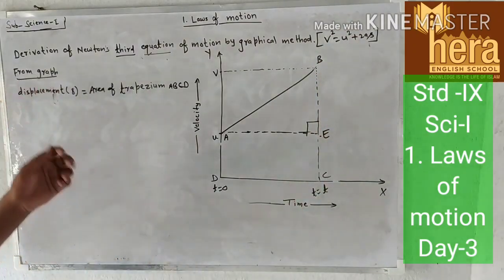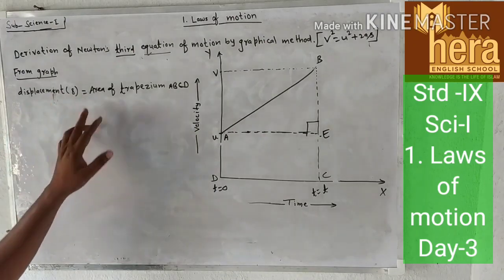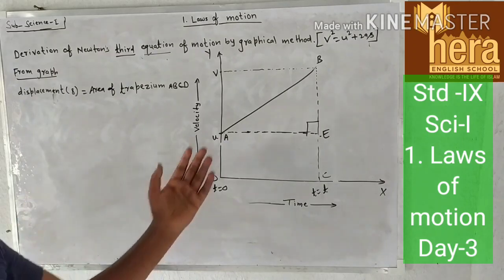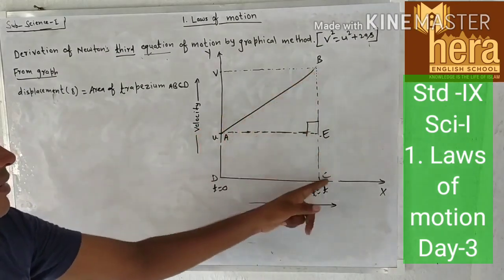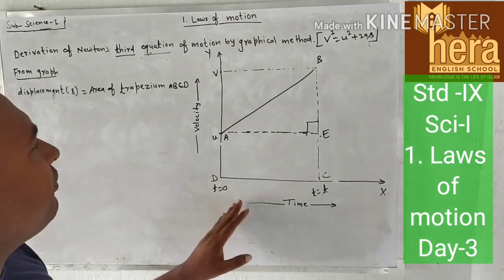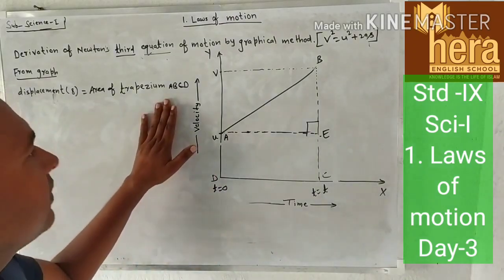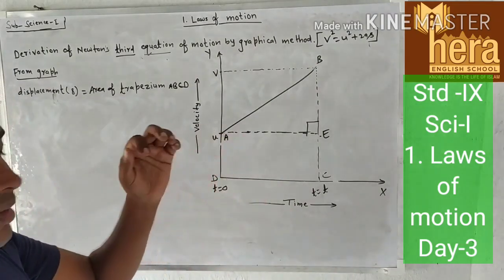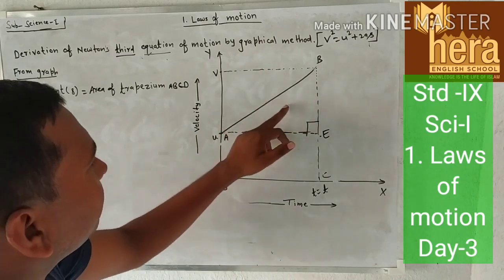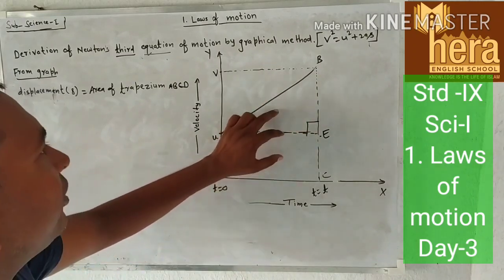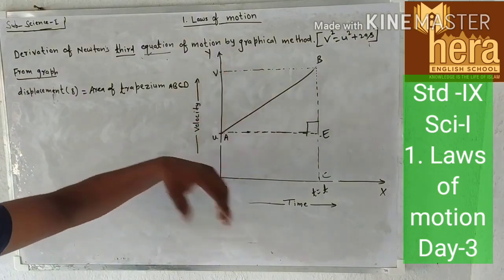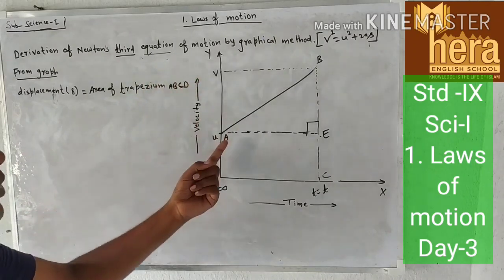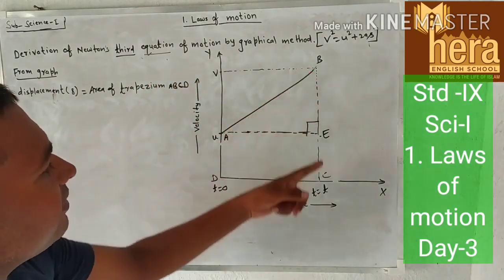Again from the graph, displacement S is equal to the area of trapezium ABCD. If you want to derive Newton's second equation of motion, you find the area of triangle plus the area of rectangle. But in the case of Newton's third equation of motion, you have to find the area of trapezium ABCD.